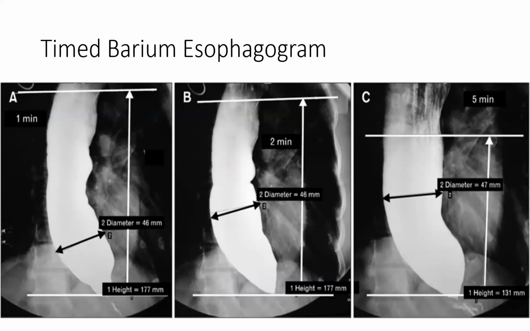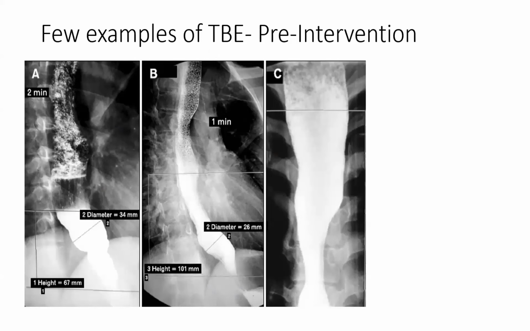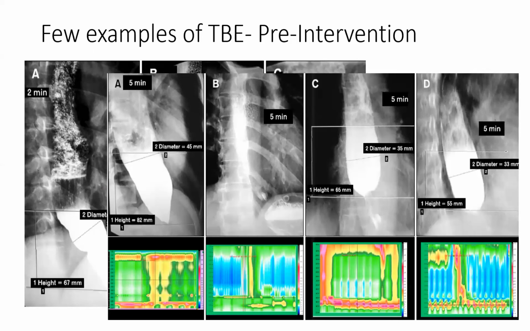You look at the vertical extent, the level of the barium column. You also look at the diameter of the esophagus, whether it keeps on increasing. So all these parameters you look at in a timed barium esophagogram. Now, these are some examples of timed barium esophagogram which you can see. And these all do correlate with manometry, and with failures of myotomy post POEM.